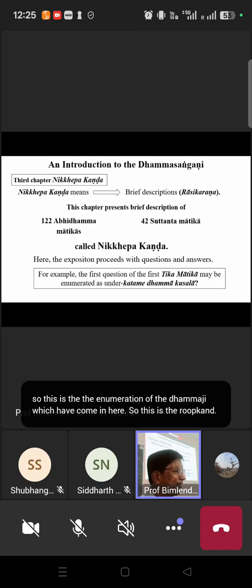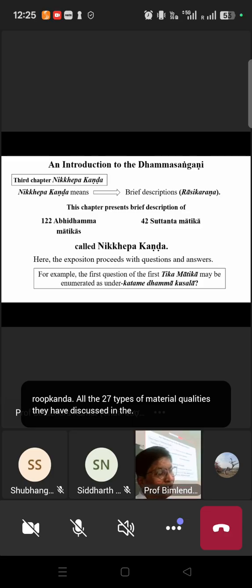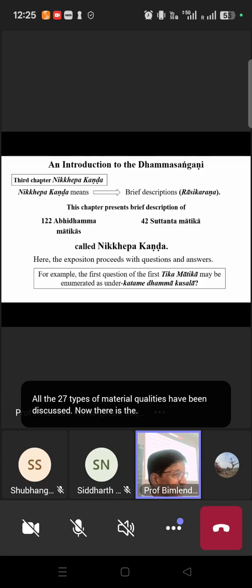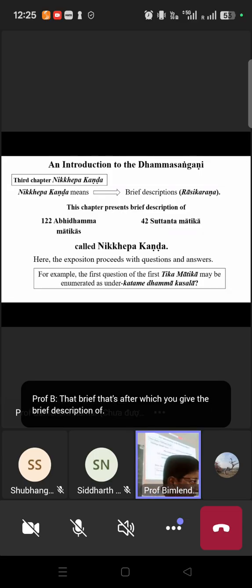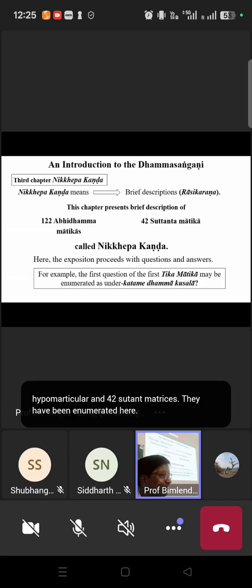All the 27 types of material qualities have been discussed in the Rupa Kanda, that is the second chapter. Now there is the third chapter which is called Nikhep Kanda. Nikhep means Sankhep, that is brief. The chapter which gives the brief description of the 22 Tikamatikas, 100 Dukamatikas, and 42 Suttantamatikas. They have been enumerated here in the Nikhep Kanda.